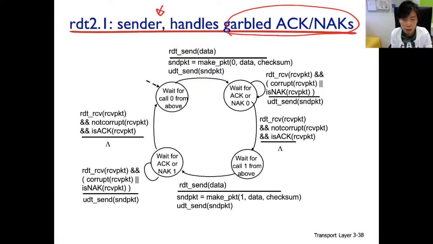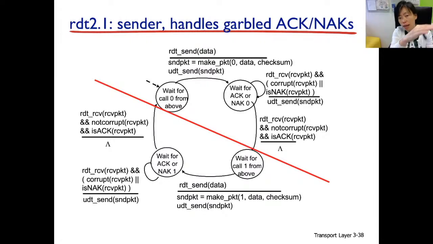Now, the easiest way to look at the finite state machine here is by drawing a line separating the two mirror parts. So if you look at the upper right part of it, this looks like the wait for call from above state in RDT 2.0 sender, isn't it? And wait for ACK and NACK, this looks like the waiting for feedback state in RDT 2.0 sender. If you go down further, this other half is actually very similar. Wait for call from above, and then wait for ACK-NACK.